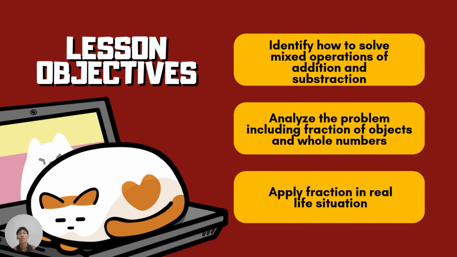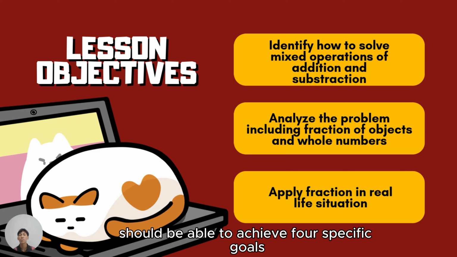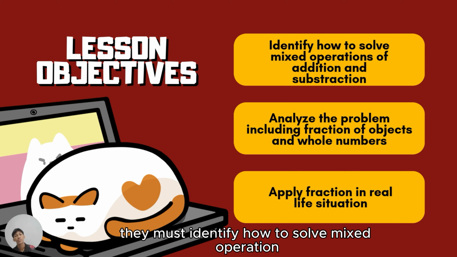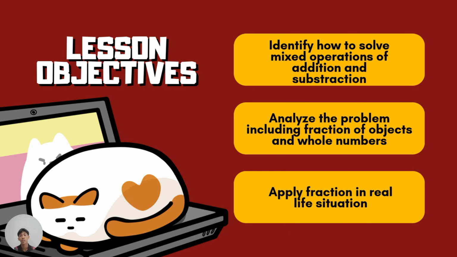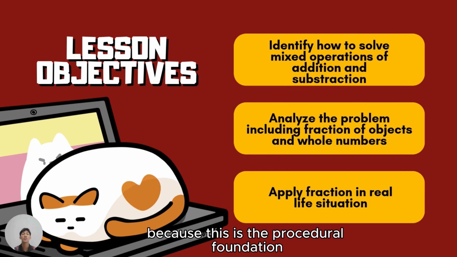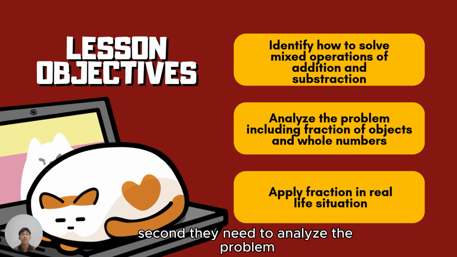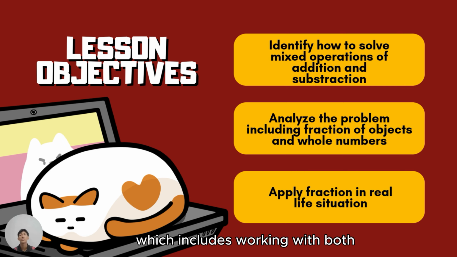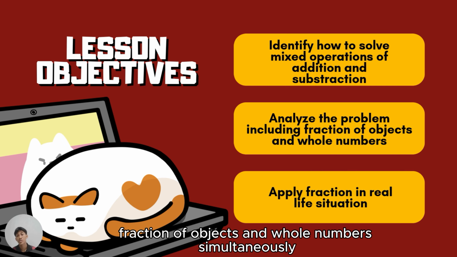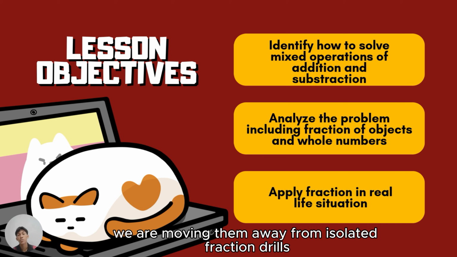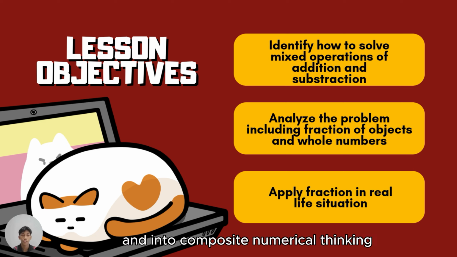this lesson. By the end of this session, the student should be able to achieve four specific goals. First of all, they must identify how to solve mixed operation of addition and subtraction, because this is the procedure foundation of the lesson. Second, they need to analyze the problem, which includes working with both fractions of objects and whole numbers simultaneously. We are moving them away from isolated fraction trees and into composite numerical thinking.